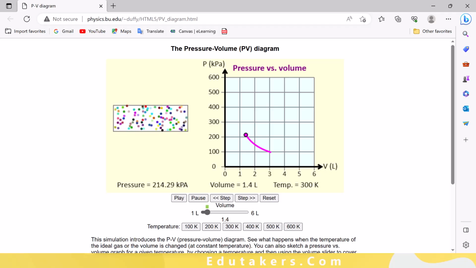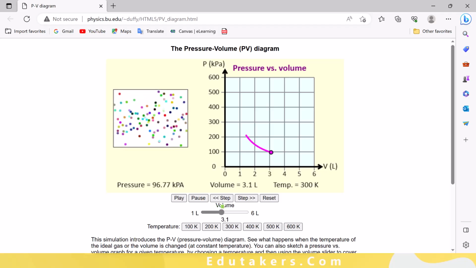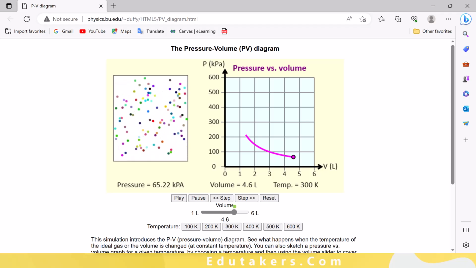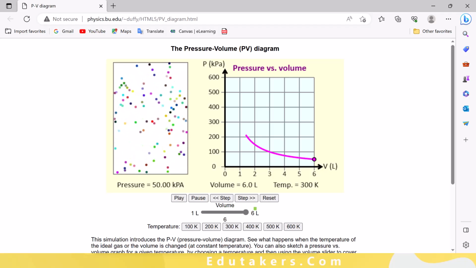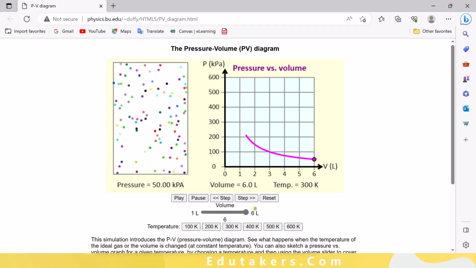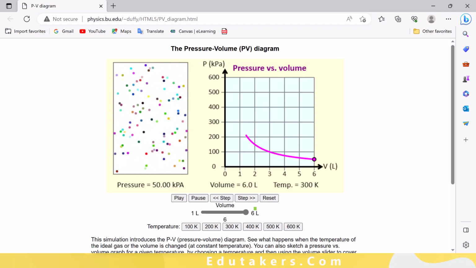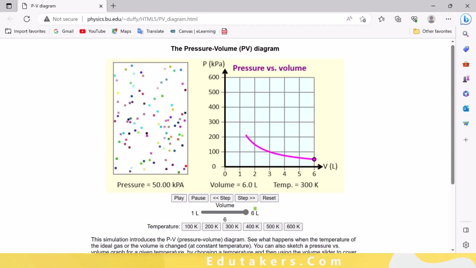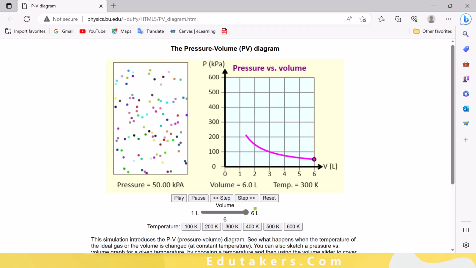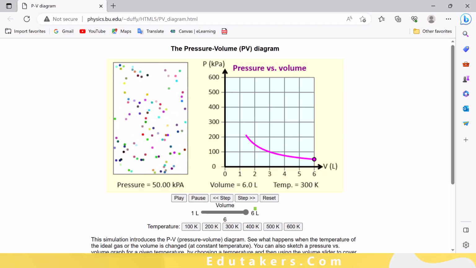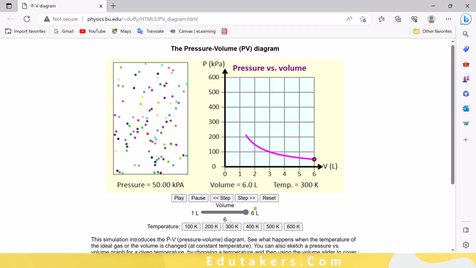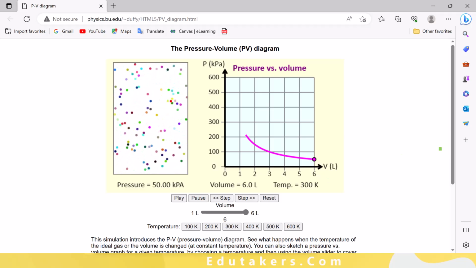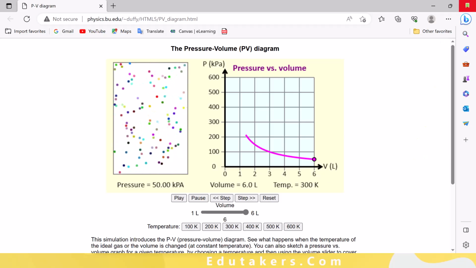Now suppose I'm going to increase the volume. Then what will happen? The collisions become very few, meaning that pressure decreases because both of these are inversely proportional to each other. By increasing the volume, the pressure decreases. But the condition is that here the temperature has to remain constant. The temperature does not change. This is the relationship between the pressure and the volume at constant temperature, and you get a curve on the pressure volume graph. Let's go back.